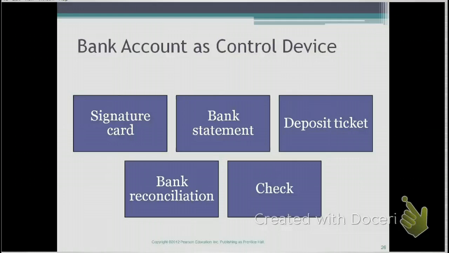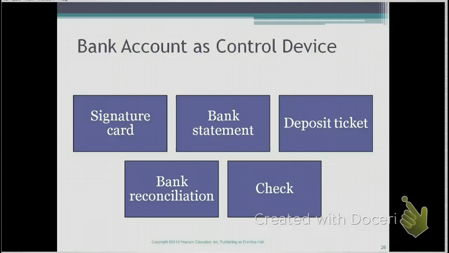The next control is a bank statement. The bank will send a statement of all the transactions that occurred on your account during the month. Whatever the cash receipts, whatever the cash payments that went into your account, they will summarize it and send a statement at the end of every month. That way you can compare that to what you have in your books, in your ledger, and verify that all the transactions that occurred were authorized transactions.